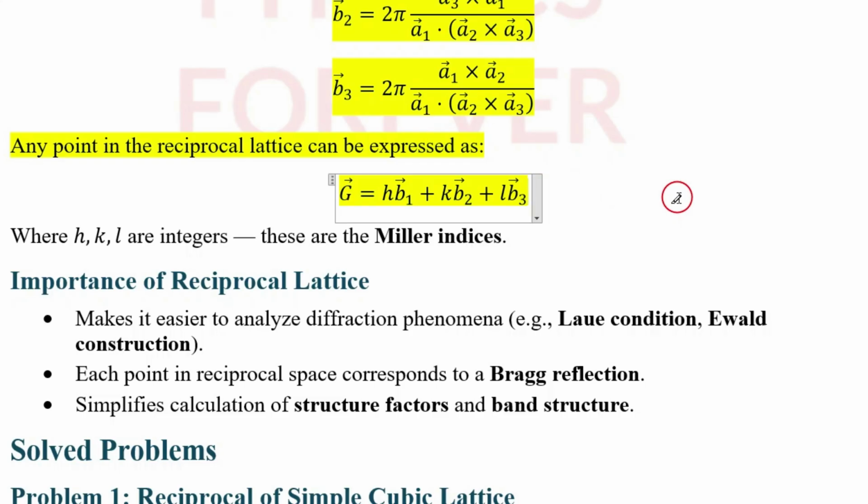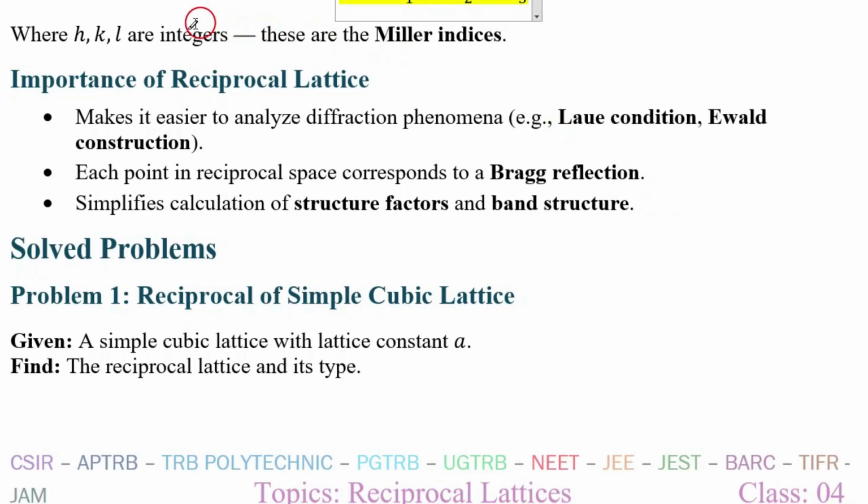So okay, then G can be represented as G = h b1 + k b2 + l b3. hkl na என்னது, that should be integers. Then b1 b2 b3 na that should be reciprocal lattice vectors. Okay, so these are all the Miller indices. From the basis of Miller indices we have to discuss about the reciprocal lattice.